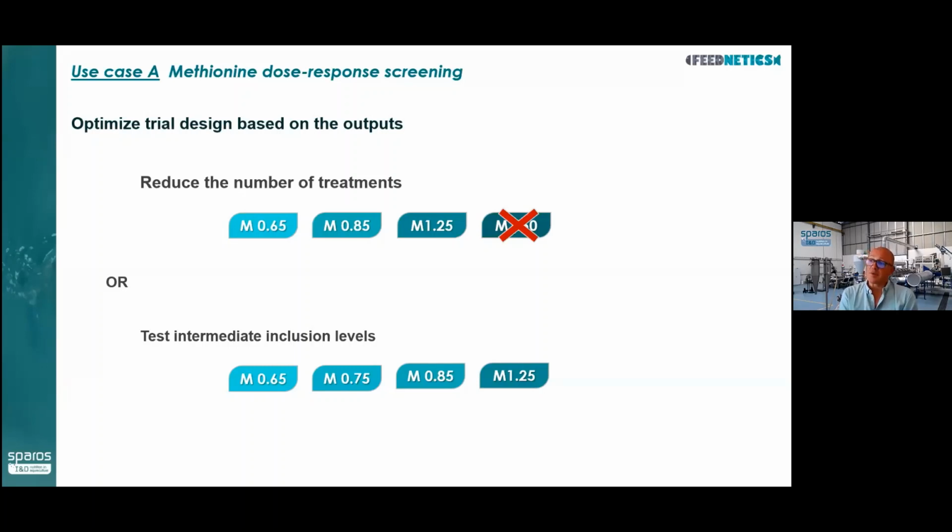Of course, another option would be to still use the four treatments, but instead of using the 1.5, we can use a level closer to the requirement, so we can fine tune the estimated requirement with a bit more precision. So this is an example of how FEEDNETICS can be used to refine experimental designs for research.